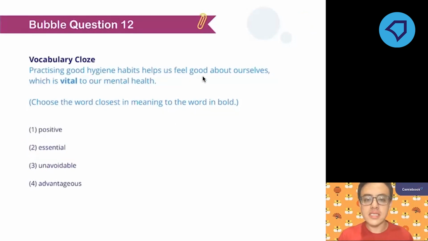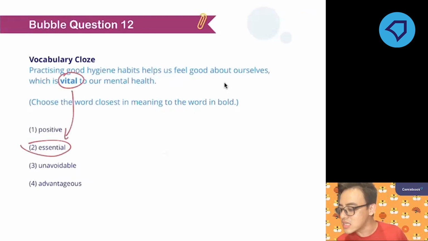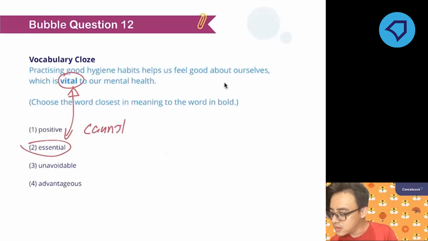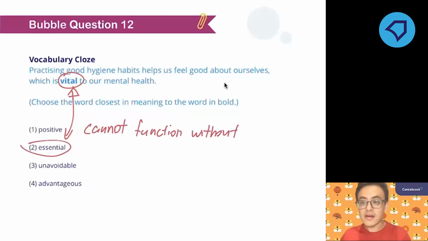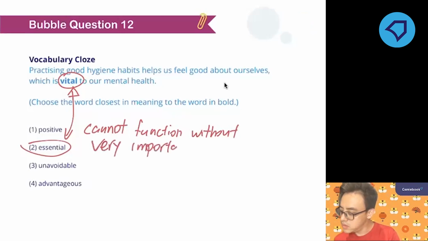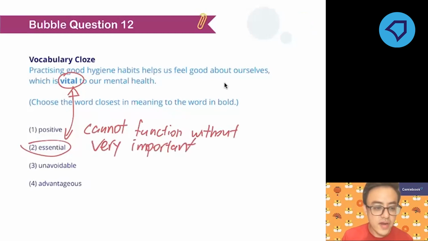Good hygiene is vital to our mental health. Vital, boys and girls, in 3, 2, 1. Vital means something is super important. And another meaning for vital, boys and girls, is essential. Essential is the same meaning as vital, which means that you cannot do without it. Okay, cannot function without something. So if it's vital, you either cannot function without it or something is very important. So these two have the same meaning. Vital is very important. Check my vitals. I'm still alive.